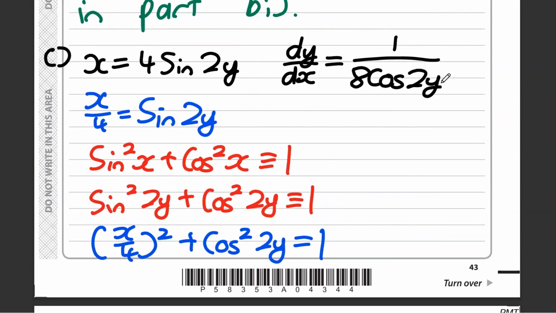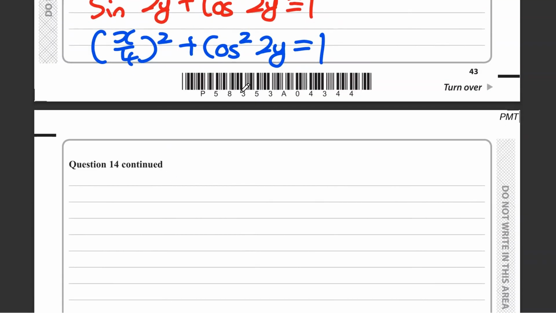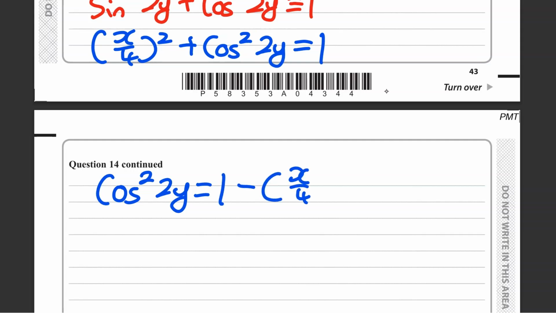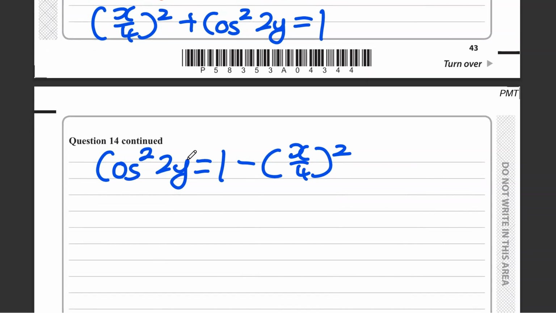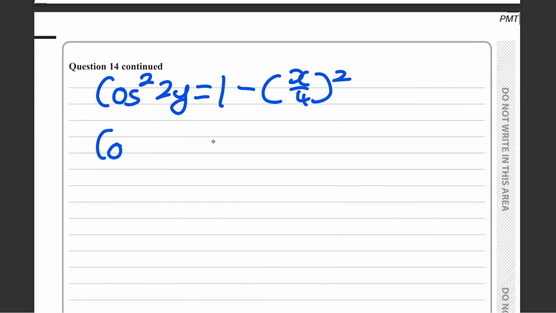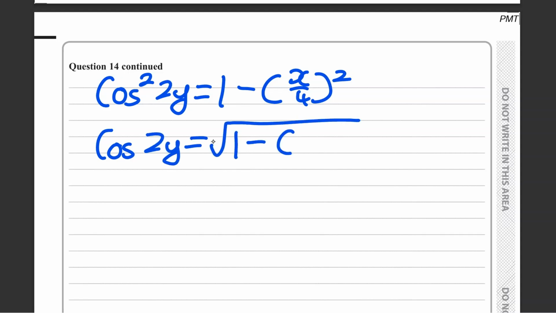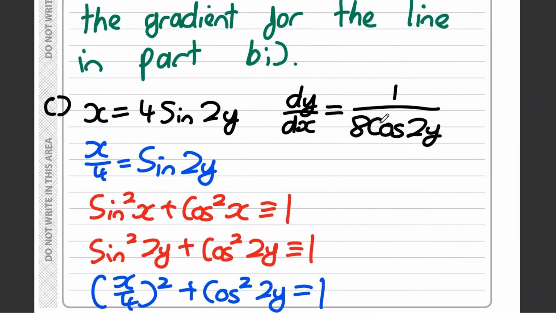Now we want to sub out this cos 2y, so we're going to make cos 2y the subject. If we move this (x over 4) squared onto the other side, we get cos squared of 2y is equal to 1 minus (x over 4) squared. If you take the square root of both sides, you get cos 2y is equal to the square root of 1 minus (x over 4) squared. Here we have cos 2y as the subject, so we can sub this in for this cos 2y.